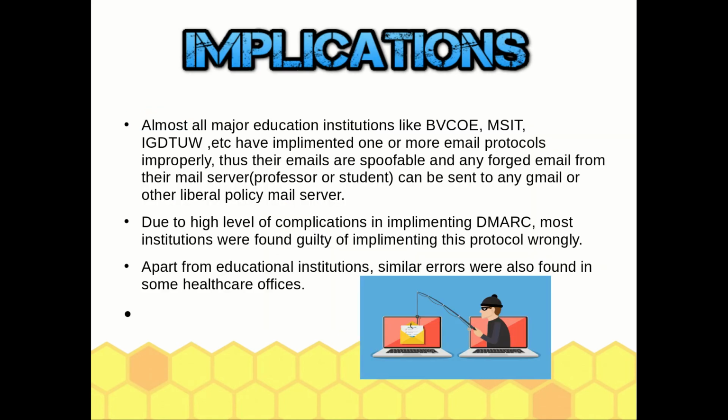So what are its implications? Firstly, almost all major education institutions like BV Coy, Bharati Vidyapeeth College of Engineering, MSIT, and IGDTUW have implemented one or more email security protocols improperly. Thus, we can spoof any email of their domain, like that of any professor or student, and send it to a liberal or no DMARC policy mail server like Gmail or Outlook. Due to the high level of complication in implementing DMARC, most institutions were found guilty of implementing these protocols wrongly.